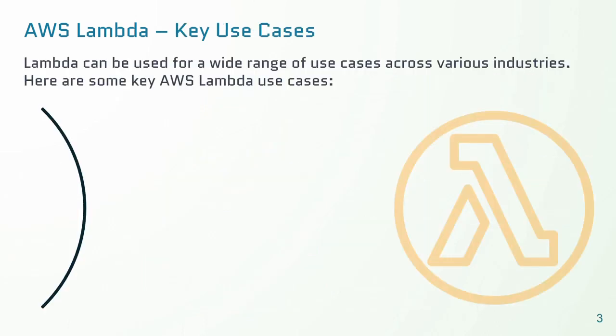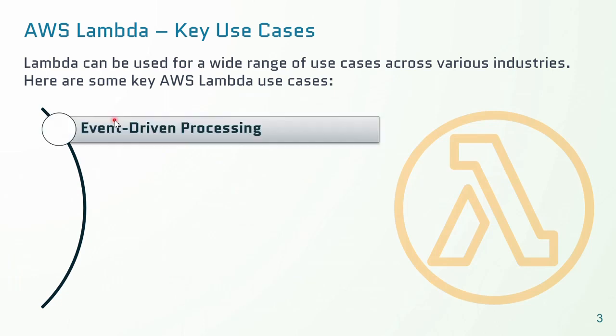Lambda functions can be used to solve a wide range of scenarios. We'll talk about a few key use cases here. Event-driven processing. Lambda is commonly used for event-driven processing. We can trigger a Lambda function in response to events from AWS services like S3 object creation, SNS notifications, and DynamoDB table changes. This enables real-time data processing and automation.